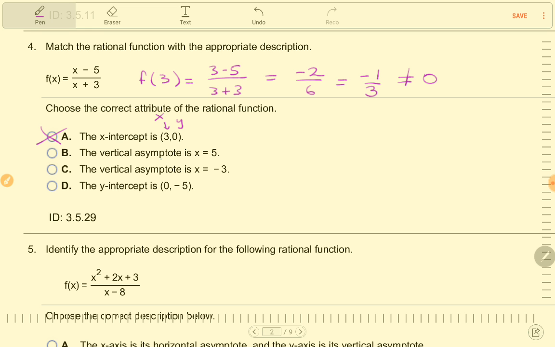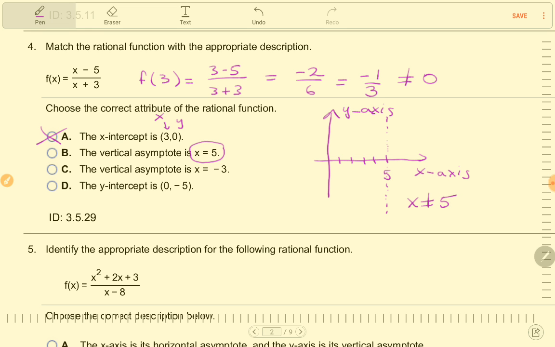The vertical asymptote is x equals 5. Now, an asymptote is like an electric fence, where the graph will not cross over it. So that means that if we have a vertical asymptote at x equals 5, if you can just picture the x-axis and the y-axis, 1, 2, 3, 4, 5, there's going to be an invisible electric fence where the function will not cross it. In other words, x can never be 5.